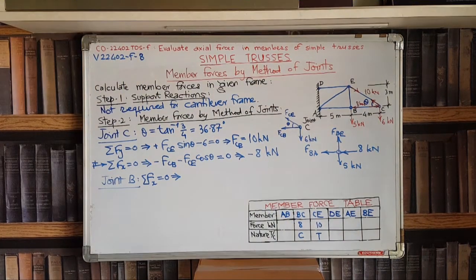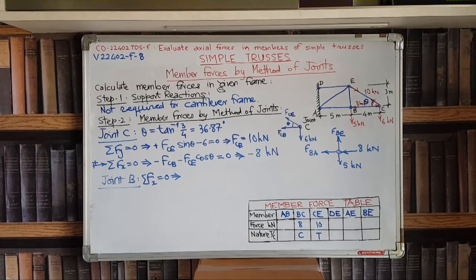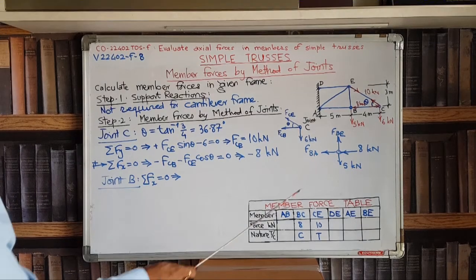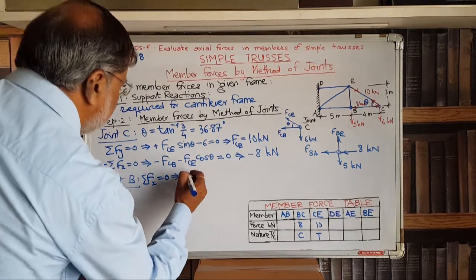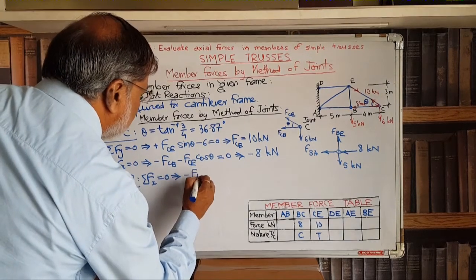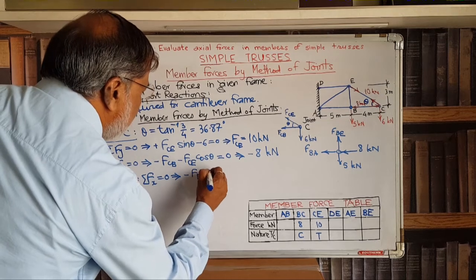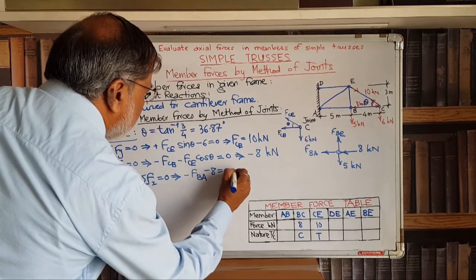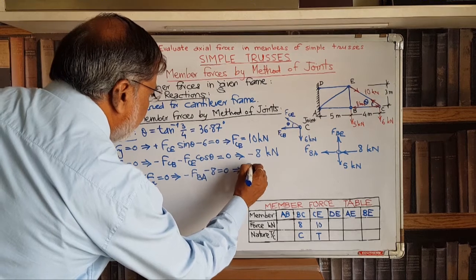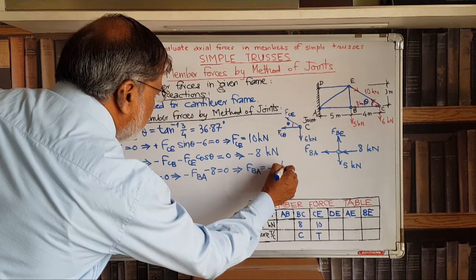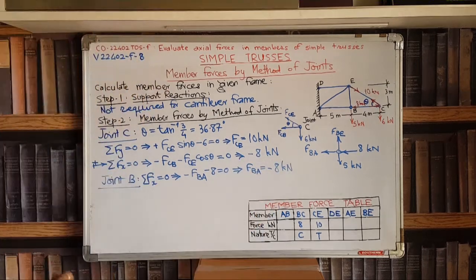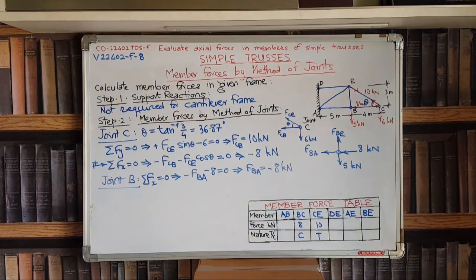So there are no oblique forces involved. It's a very simple joint for us. All forces are at right angles to each other. So now let us apply sigma Fx equal to 0. The x direction forces are 2. So minus FBA minus 8 equal to 0. So this gives us FBA equal to minus 8 kilonewton.